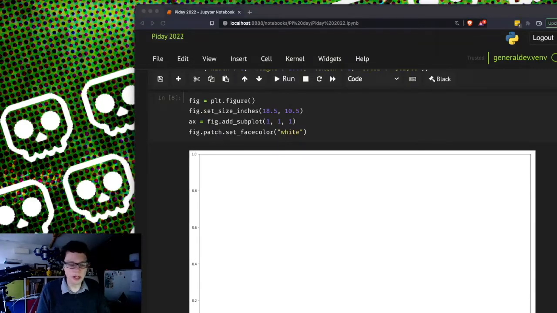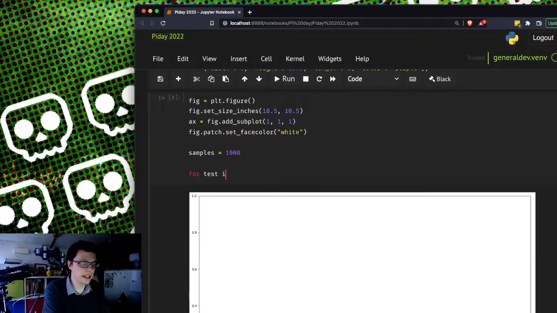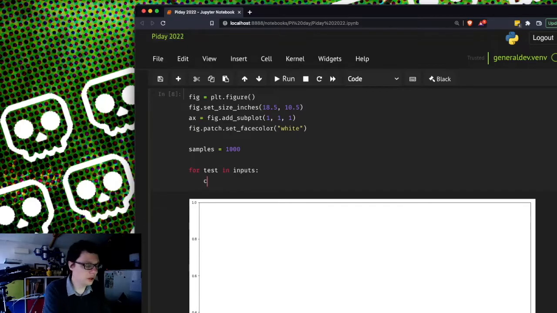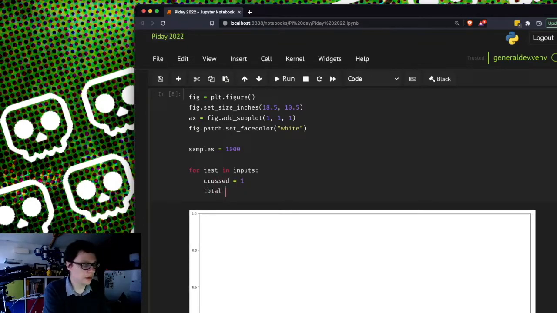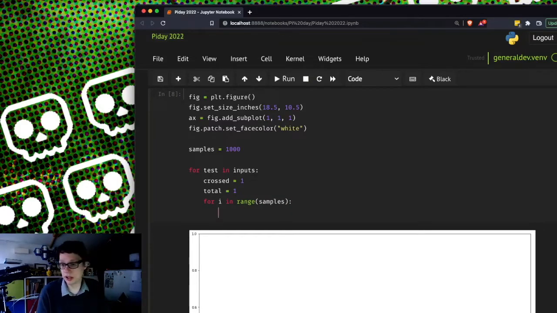So the samples we're going to do is we're going to do 1,000 samples. So each one of these I'm going to sample 1,000 times. So for test in inputs, which is those tests there, crossed equals 1 and total equals 1. And the reason I have to do that is because I get a divide by 0, otherwise. I don't want to deal with that. So for i in range samples, so we're going to run this test a whole bunch. We really are going to run a whole bunch. What I want to do is not do that. We'll see how it comes out.